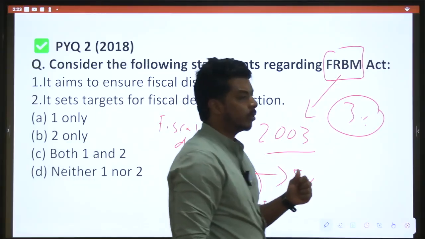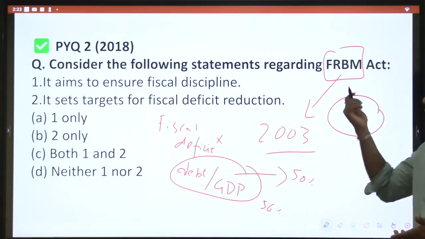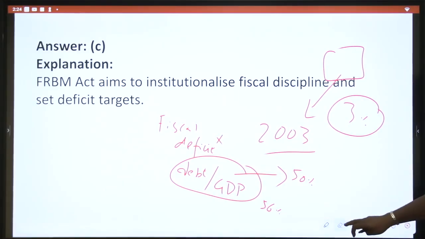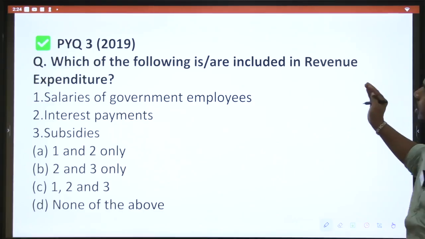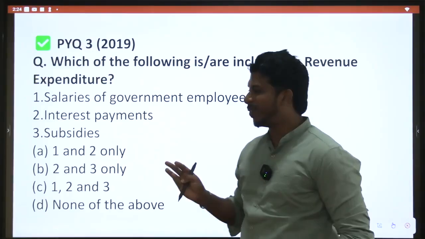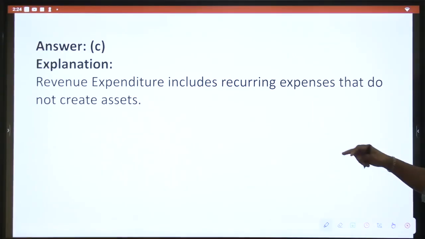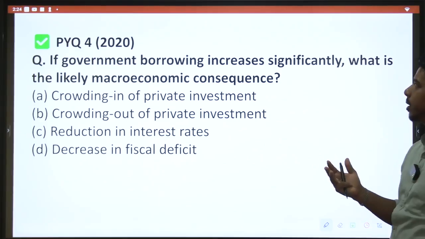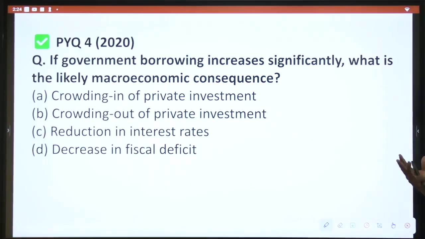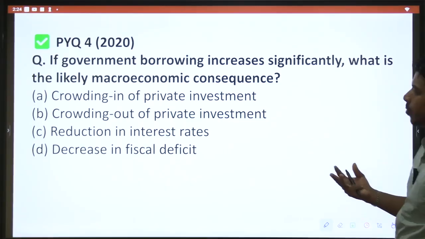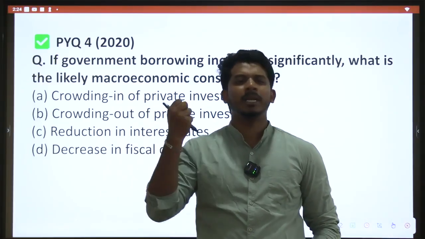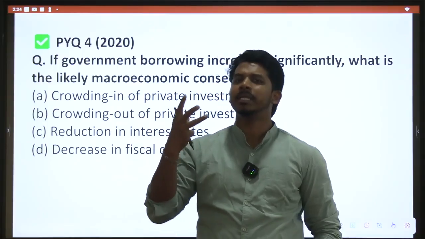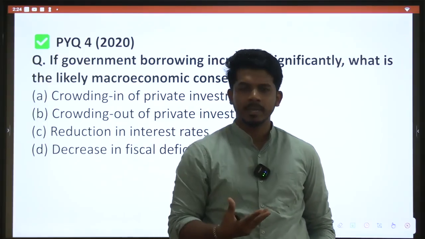Before the pandemic, in 2018, there was a question on the FRBM Act. There is also a question on which of the following are included in revenue expenditures; all three will come. Then there is a previous year question: if government borrowing increases significantly, what are the likely macroeconomic consequences? So if the government is borrowing too much, what will happen? There will be less money in the country, less availability of loans to private parties.